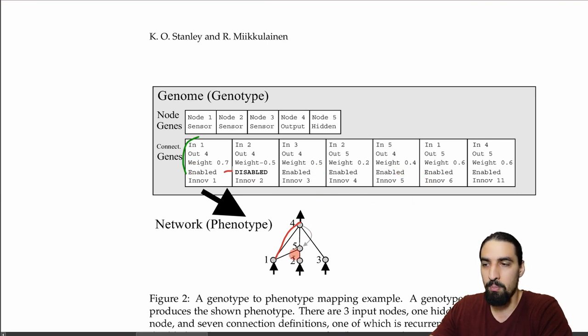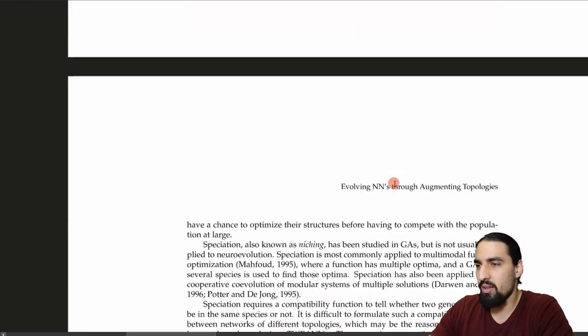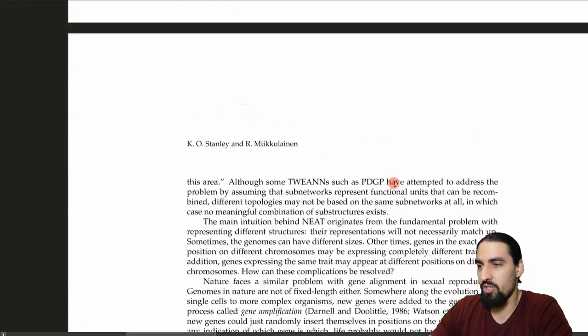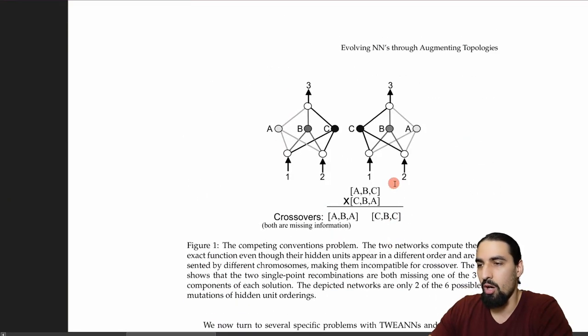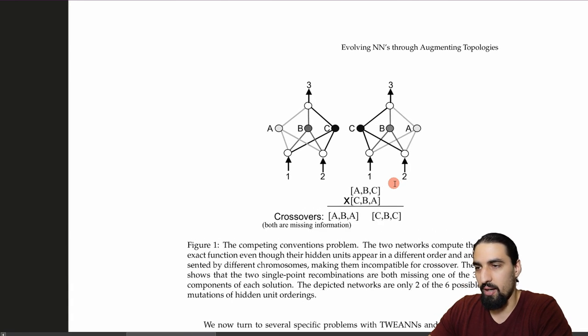Now this genotype completely specifies a particular network. And then you can mutate these, and we'll get to that in a second. Okay, but before that, let me first mention this problem of competing conventions. Let me tell you what this is and why we should care.